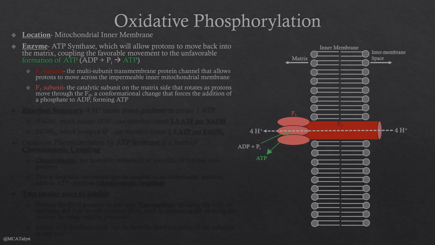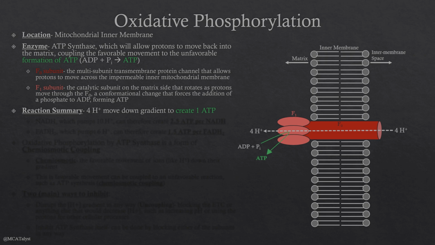The movement of these protons through the F0 subunit is basically going to cause this rotating conformational change in the F1 subunit. And this rotation essentially is going to slap on this extra phosphate onto ADP, allowing us to reform ATP. Very complex process. It's actually pretty beautiful if you get to watch an animation of it. But long story short, F0 subunit is allowing the protons through. F1 subunit is the one that is using that movement to slap on that extra phosphate. To summarize the reaction, every 4 protons that move down the gradient into the matrix is going to generate enough energy for us to recreate 1 ATP.